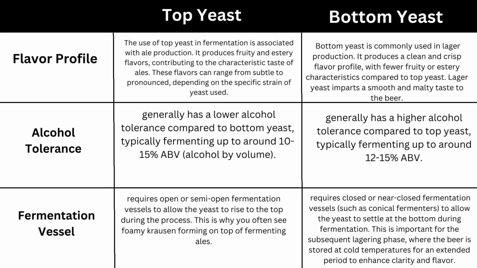Bottom yeast. Bottom yeast requires a closed or near-closed fermentation vessel, such as a conical fermenter, to allow the yeast to settle at the bottom during fermentation. This is important for the subsequent lagering phase, where the beer is stored at a cold temperature for an extended period to enhance the clarity and flavor.